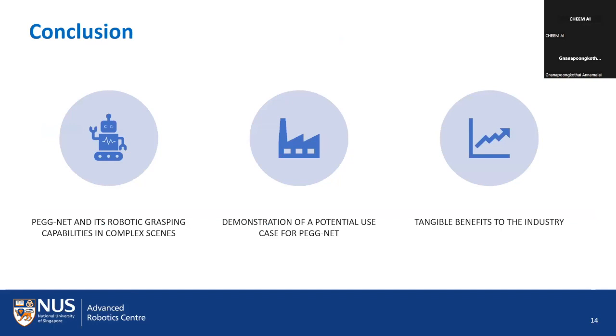So in conclusion, for my presentation today, I've talked about Pegg-net and its grasping capabilities in complex scenes. I've demonstrated a potential use case for Pegg-net and also possibly other types of grasping algorithms that can make use of this concept of first testing it out in simulation and then directly deploying it seamlessly onto a physical robot, and also discussed some tangible benefits that such a platform might have to the industry. Thank you.